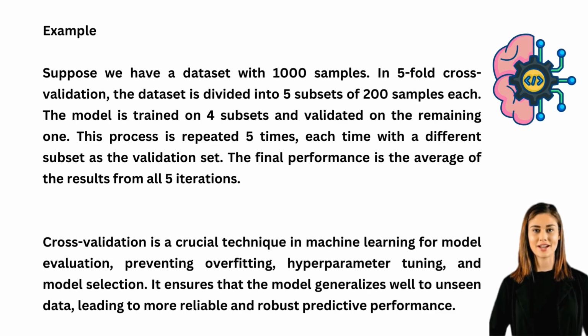Example, suppose we have a dataset with 1,000 samples. In 5-fold cross-validation, the dataset is divided into 5 subsets of 200 samples each. The model is trained on 4 subsets and validated on the remaining one. This process is repeated 5 times, each time with a different subset as the validation set. The final performance is the average of the results from all 5 iterations.